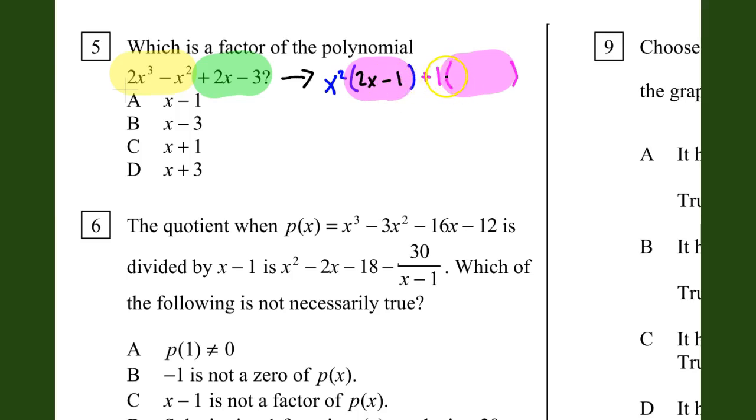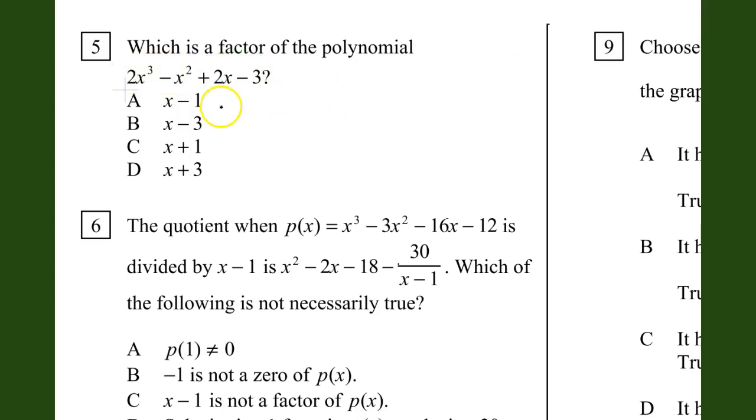And then you can see we're left with 2x minus 3. So unfortunately, the factor by grouping did not work because these do not come out to be the same. So we're just going to have to do what we did on the last problem and do synthetic division.